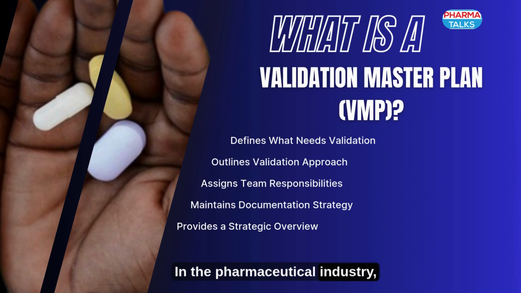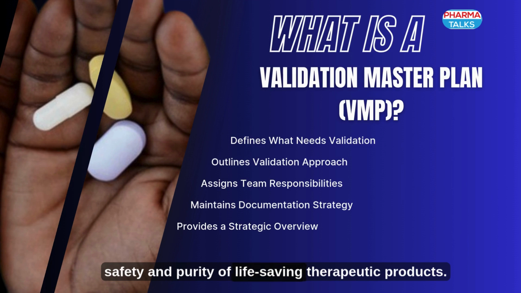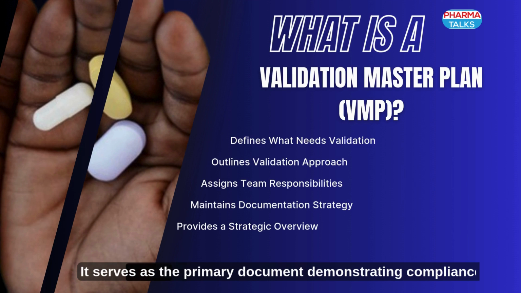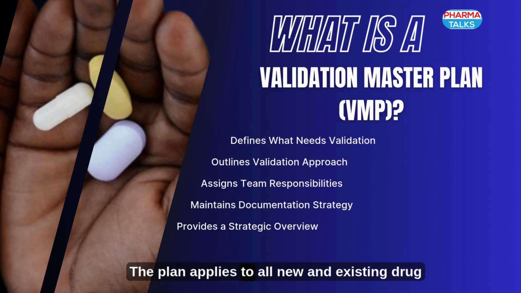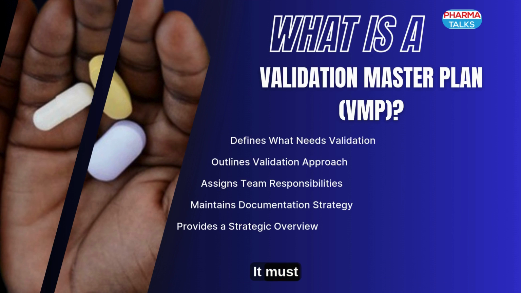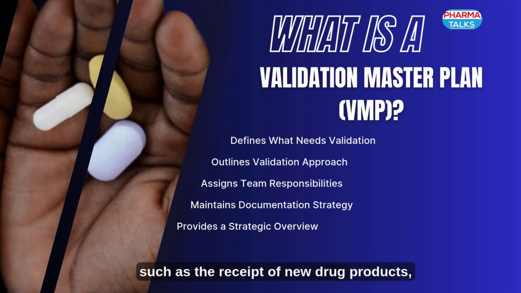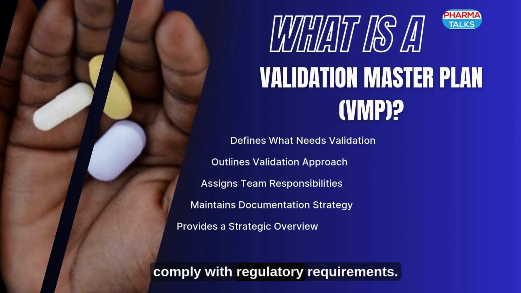In the pharmaceutical industry, a validation master plan is crucial for ensuring the safety and purity of life-saving therapeutic products. It serves as the primary document demonstrating compliance with GMP guidelines and regulatory expectations. The plan applies to all new and existing drug compounds, registered drug products, and active pharmaceutical ingredients used for clinical use or sale. It must provide evidence that major changes, such as the receipt of new drug products, major processing changes, and the construction or alteration of manufacturing facilities, comply with regulatory requirements.